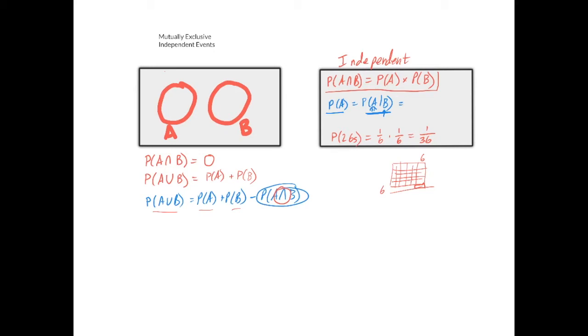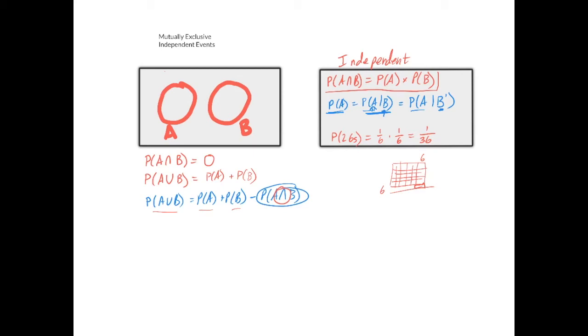Now, this also means that the probability of A given not B also has to be the same, because it shouldn't matter whether B happens or not. Whether B happens or not, the probability of A must be the same in every scenario. And if those things are true, then we can say that those two events are independent.